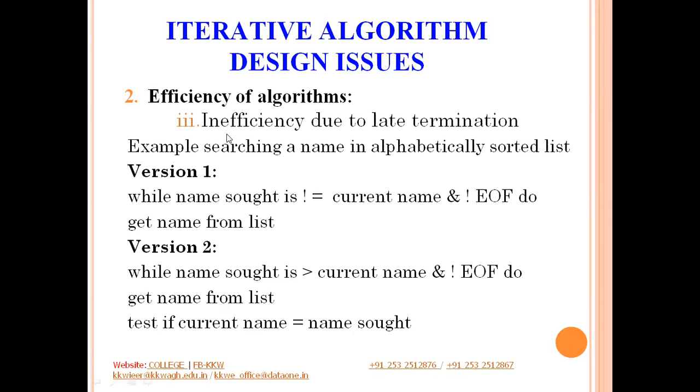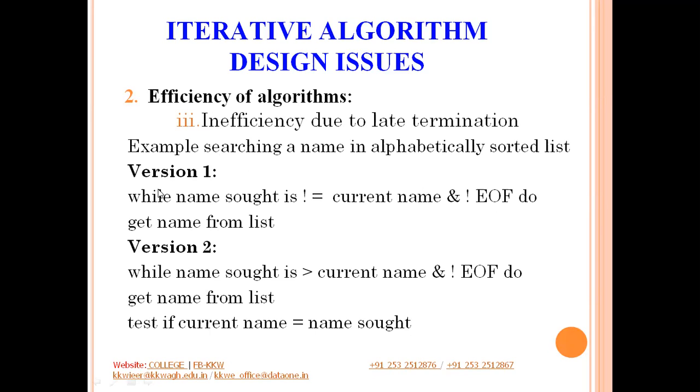So you can easily say that the second version is much more efficient, because if you are using this kind of code, then your algorithm will terminate when it is supposed to. Here, in the first version, your algorithm will not terminate early whether the name is there in the list or not. It will still go till the end of the file, right? So that is inefficiency caused due to late termination.